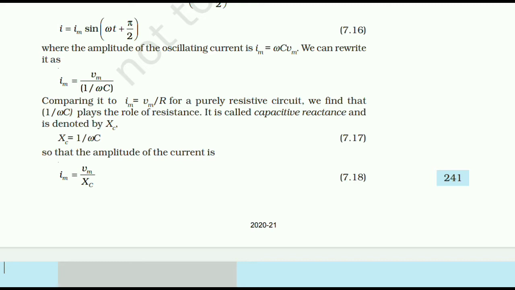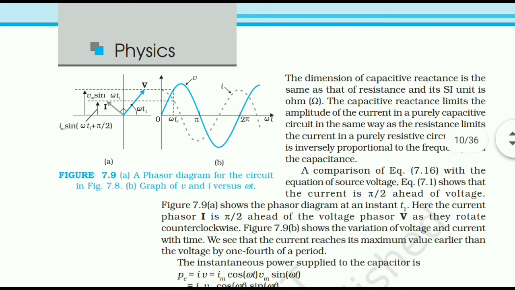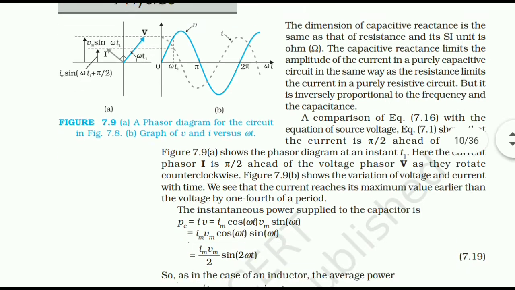It is called capacitive reactance and is denoted by Xc. That is, Xc is equal to 1 upon omega C, so that the amplitude of current is Im equals Vm upon Xc. The dimension of capacitive reactance is the same as that of resistance and its SI unit is ohm. The capacitive reactance limits the amplitude of the current in a purely capacitive circuit in the same way as resistance limits the current in a purely resistive circuit, but it is inversely proportional to the frequency and the capacitance.